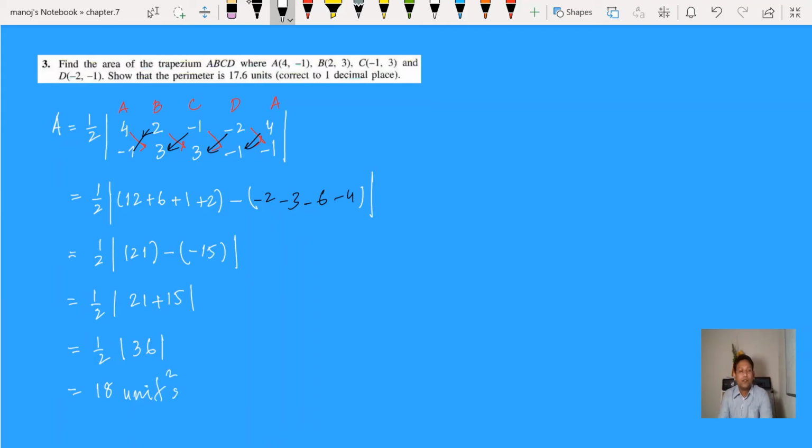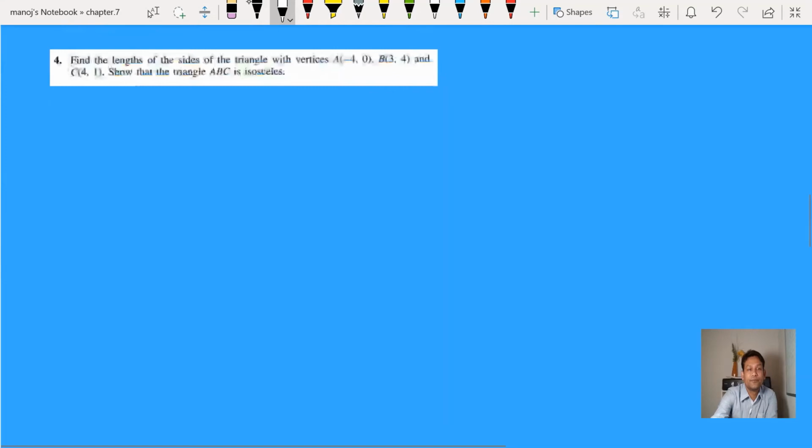Okay. So in 7.1 we are working on how we can use the distance formula and how we can use the area of closed figures using the coordinates. Now moving to next part, question number 4. Find the length of the sides of the triangle and show that the triangle is an isosceles triangle.